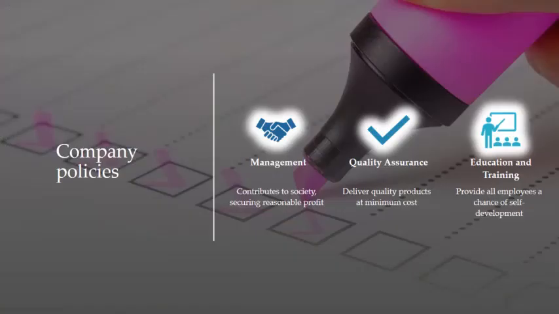The company policies are divided into 3 basic aspects. The management policies of the company aim to contribute to society while securing reasonable profit. The quality assurance policies are designed to deliver quality products at minimum cost. Education and training policies are designed to provide all employees a chance of self-development.